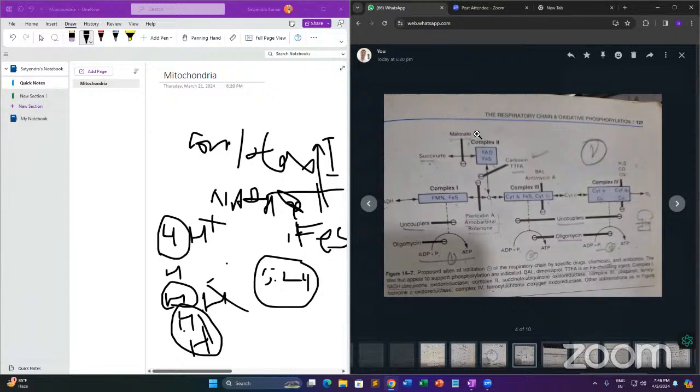So the malonate acts as a competitive inhibitor. Malonate and succinate resemble each other, but malonate contains 3 carbons while succinate contains 4 carbons. So the malonate binds to the active site of the succinate dehydrogenase enzyme, and it inhibits the succinate dehydrogenase from the further oxidation of succinate.